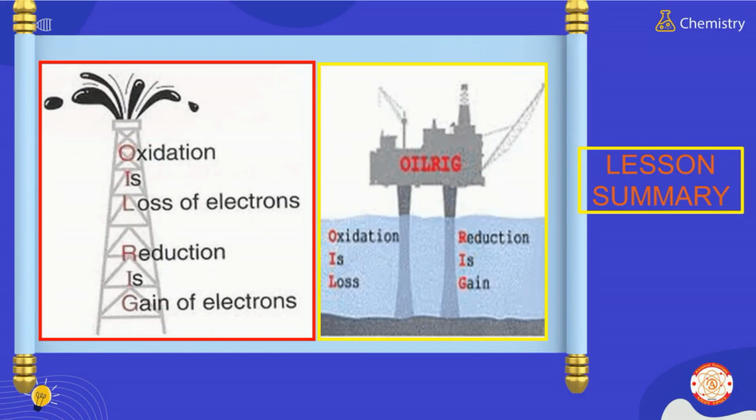So to sum up, remember, oxidation is always what? Loss of electron, and reduction is gain of electrons. So OIL RIG. O represents oxidation. Oxidation is loss of electron, and R represents reduction, which is gain of electrons. So this can help you to remember the definition of oxidation and reduction.